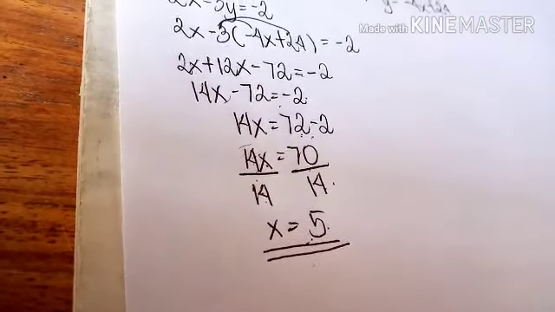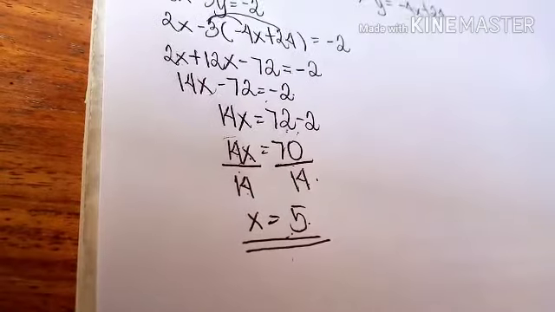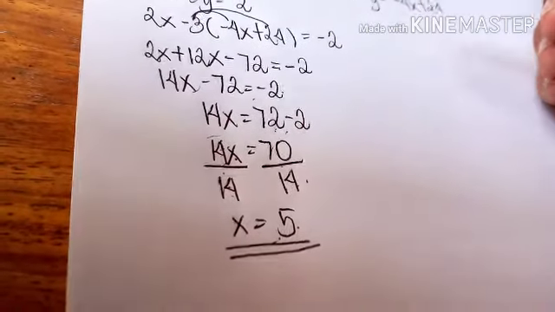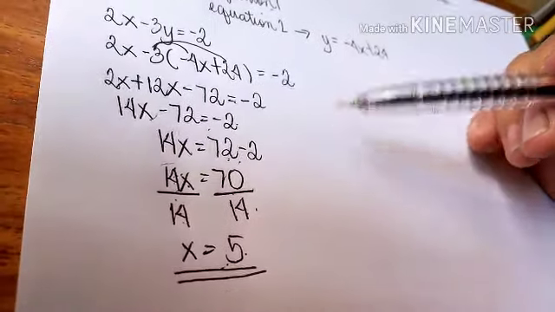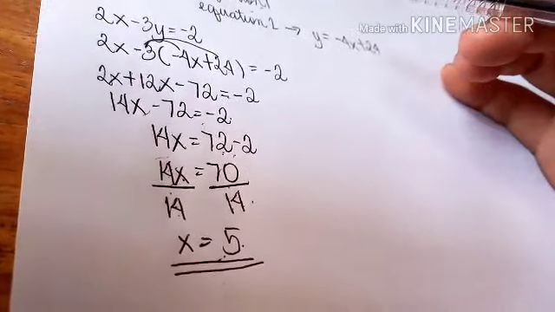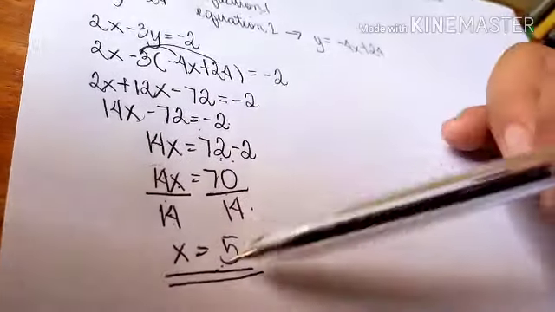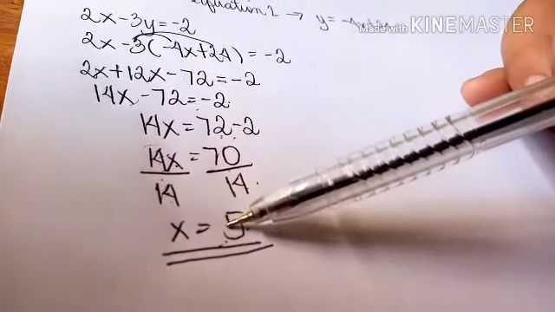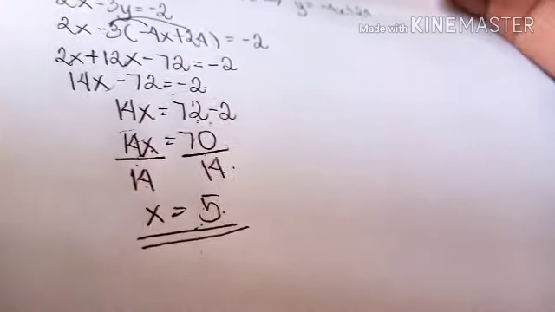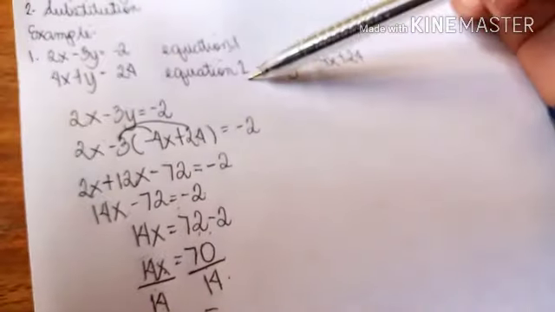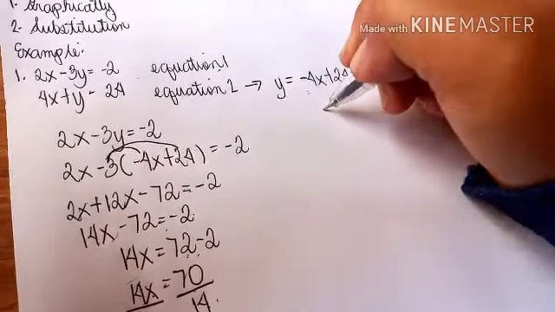Now we still have the last step, which is to substitute the value of the variable into any of the equations to solve for the other variable. Since we solved for the x variable, we now solve for the y variable. So let's try to see. I will use equation 2 to solve for the y variable.